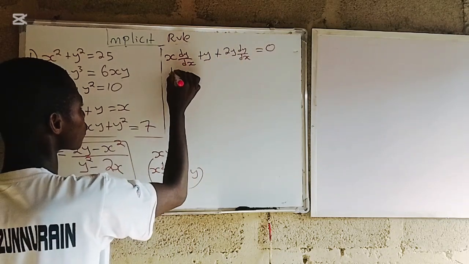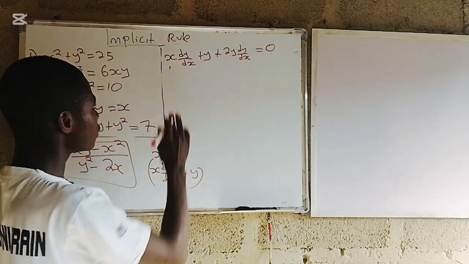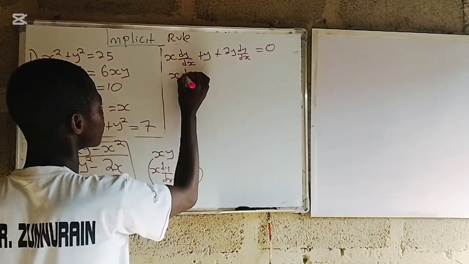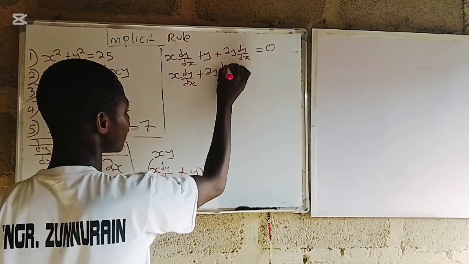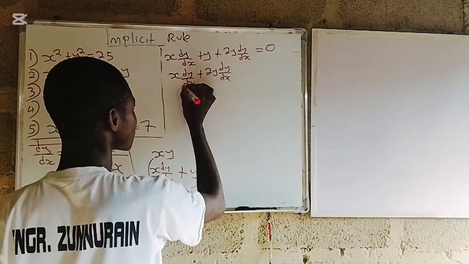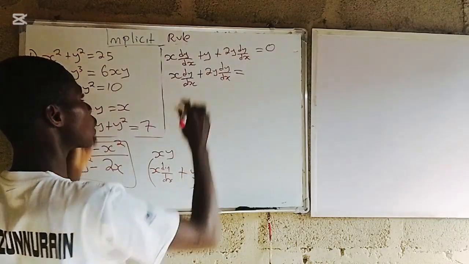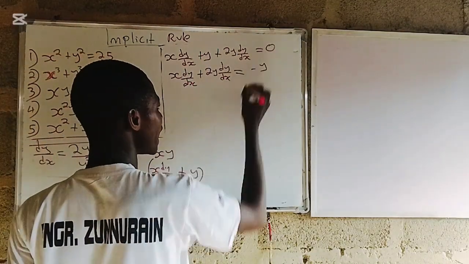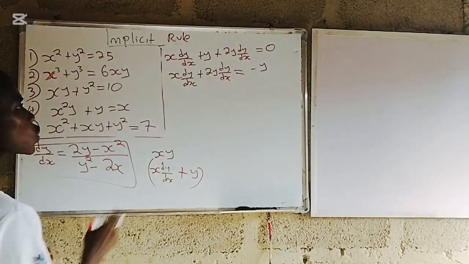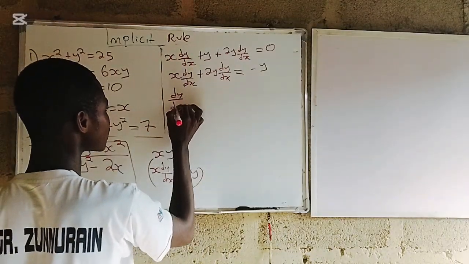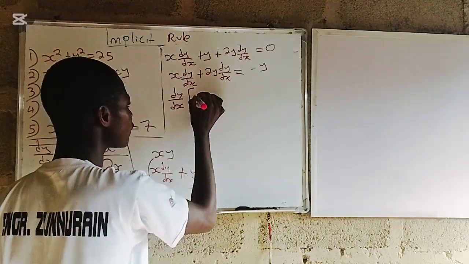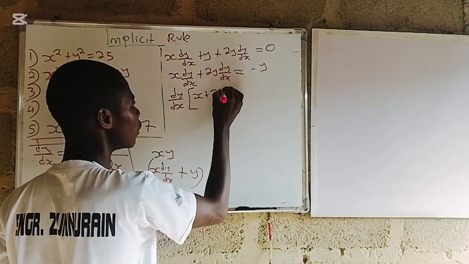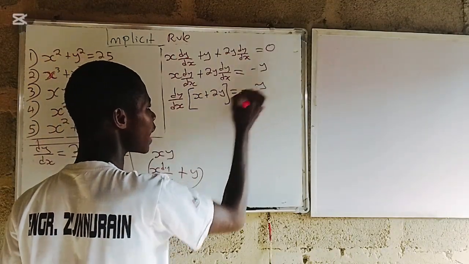If I factor out, let me just do it step by step. x dy/dx plus 2y dy/dx will be equal to, when this crosses the equal sign, negative y. So I have to factor out this dy/dx because I'm looking for it. I'm left with only x plus 2y, which is equal to minus y.